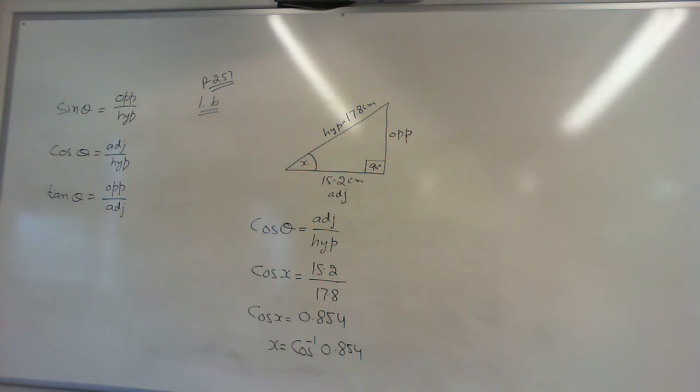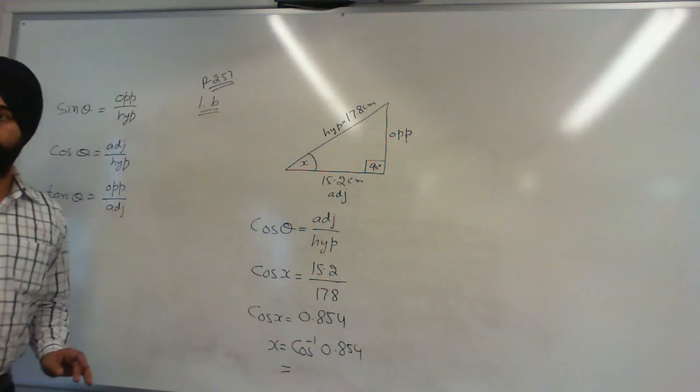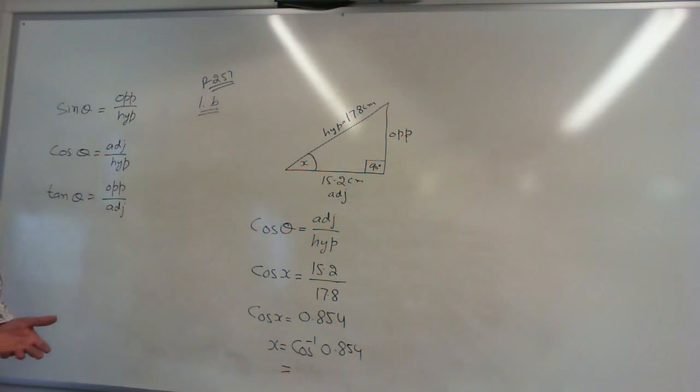You see those yellow ones? Sine inverse, cos inverse. See that? So you first press the second function button, and then that is your cos inverse. You will see that here. And then you enter that number, 0.854. So what is this? x is equal to 31.35.